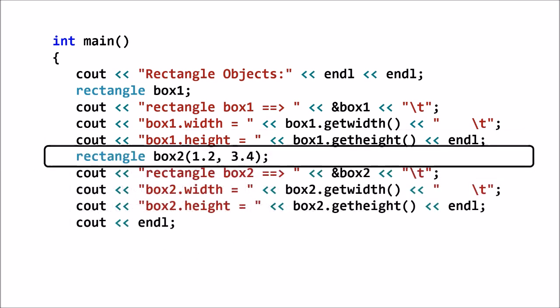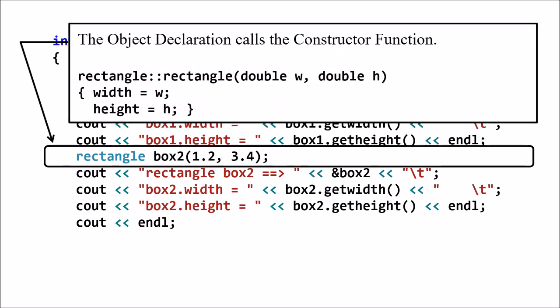The next line of code in the main function is declaring a second object of the class rectangle, but in this case it calls the second constructor function, the constructor function that requires parameters be passed to it. Rectangle is the function name, also matches the class name, so it will declare and establish an object of the rectangle class. The name of this object is box2, and then the parameters passed to the function call are the two type double numbers 1.2 and 3.4.